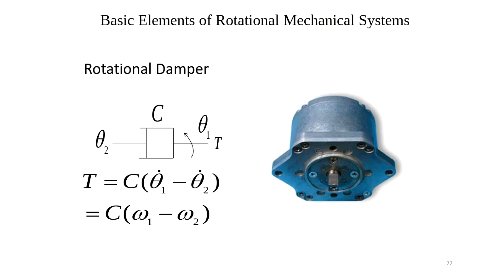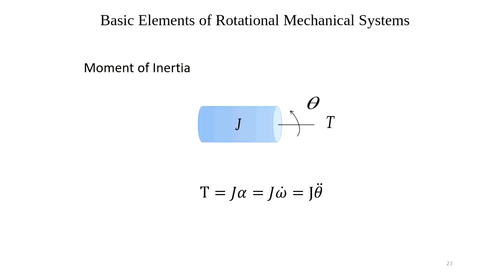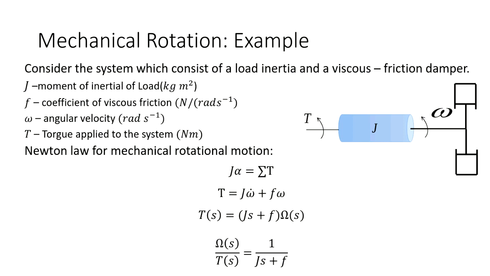Again, there's the rotational damper. Again, the torque is the same coefficient times the angular velocity difference. And then the moment of inertia: instead of mass times acceleration, it is moment of inertia times angular acceleration. So you see, it's just the same as translational motion, only that now we have rotation. So we'll see this example.